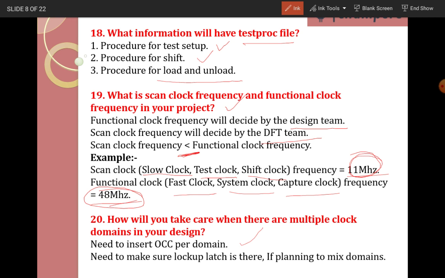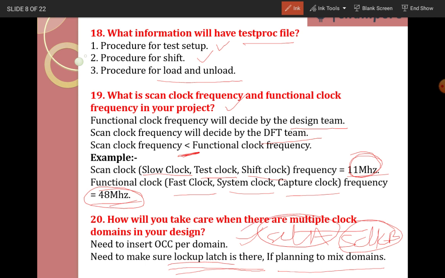Okay, so we need to make sure lockup latches are there. Whenever we have multiple clocks, one thing is we need to insert an OCC, and the other is lockup latches. Say scan clock A and scan clock B are there. If one chain is having two clocks, in this case we need to have a lockup latch. If we are planning to mix those two clocks, scan clock A and scan clock B, in one chain, we need to add a lockup latch. Very important.